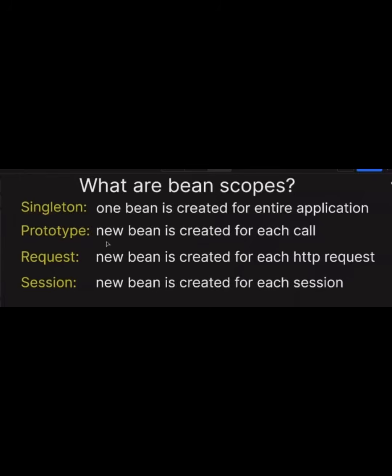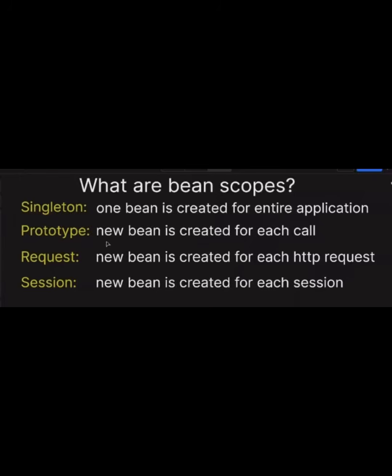Then guys, the second one is the prototype scope. In the Spring Framework, prototype bean scope is used when we want a new instance of the bean every time we request it. That means the container creates a new object each time the bean is requested. So it is not shared like singleton, because in singleton the instance is shared across the entire application, but in prototype it is not shared.